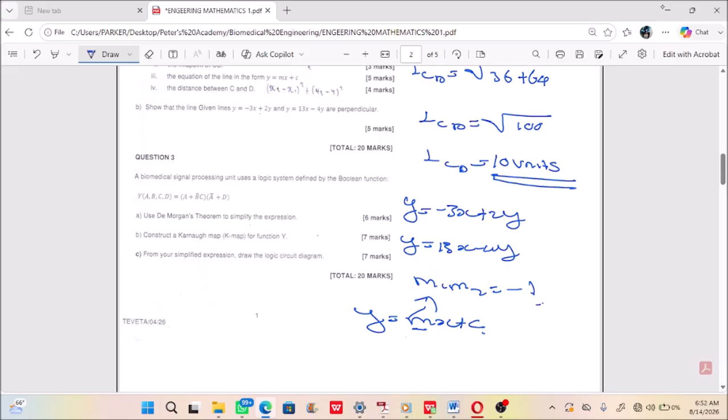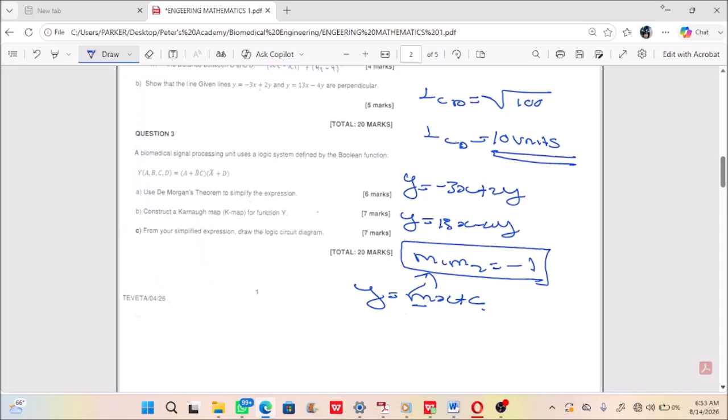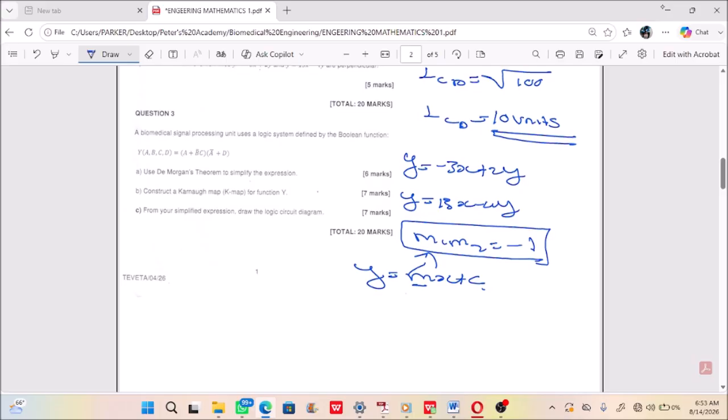Then from there, we'll substitute into this equation to check whether these two equations, equation 1 and equation 2, satisfy this formula for perpendicular lines.